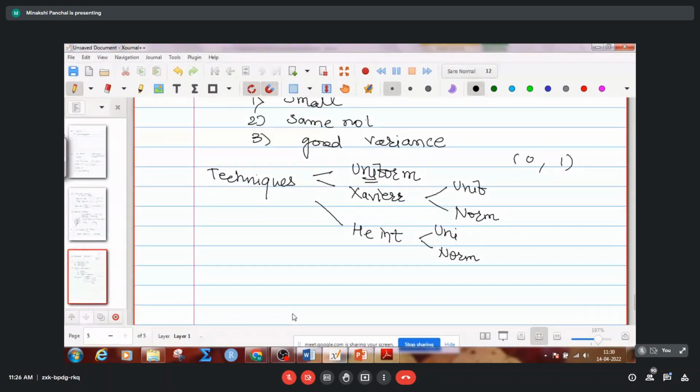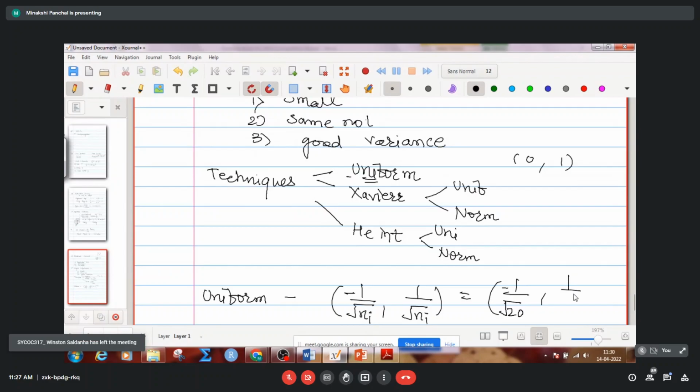Now, if you remember, we use different techniques. The first technique is uniform. This is a mathematical problem. For uniform, the range is minus 1 by under root of Ni, comma, 1 by under root of Ni. Ni was 20, so minus 1 by under root of 20, comma, 1 by under root of 20. It is not at all difficult; very easily you will get the answer. So this is the range by using the uniform technique.